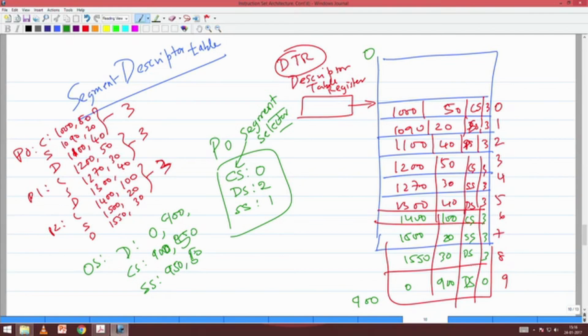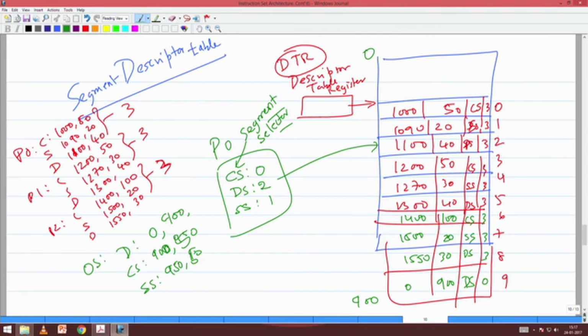So here please note that 1050 CS3 is stored where? In the descriptor table. So when I start executing, in CS I will put 0, in DS I will put 2, in SS I will put 1. The moment somebody wants to access data, it goes to the entry 2 here, there it finds the base address 1100, then it will also check if the offset is more than 40. If it is more than 40, it will say this fellow is doing something wrong, and it will raise an exception.